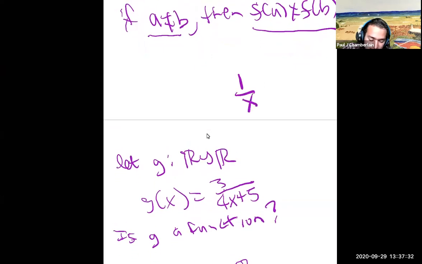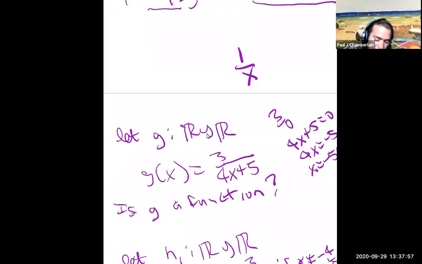There might be something I can find to get 3 over 0, which would not be valid elements or a valid mapping here. I couldn't map this to anything. So let's try, I want to get 4x plus 5 equal to 0. So I'll say, okay, 4x equals negative 5, x equals negative 5/4, and then I could plug this in and I would get 3 over 0. So as is, this is not a function. So it definitely can't be one-to-one.